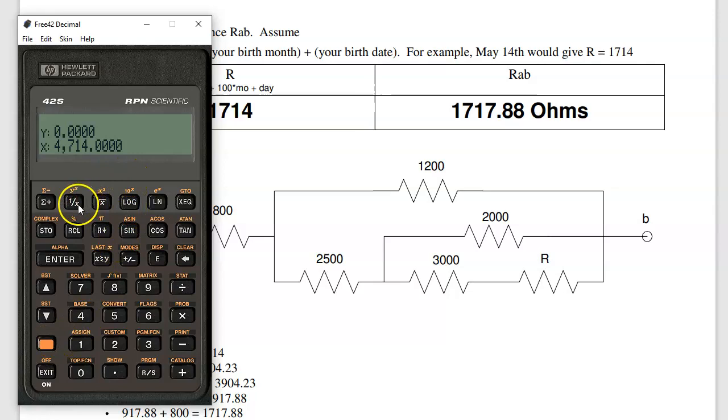Now in parallel with 2000, so the inverse of R1, 2000 inverse, add inverse. This is 1404 ohms. In series with 2500, in parallel with 1200, in parallel the inverses add. In series with 800, add gives you 1717 ohms. So that's problem 1.